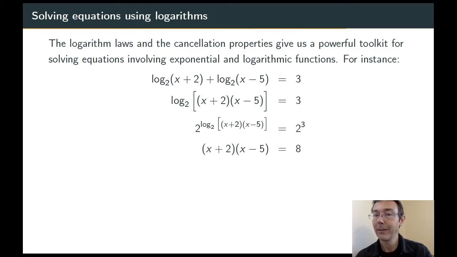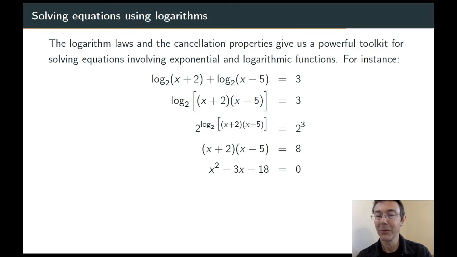Let's take 2 to the power on both sides. The left-hand side is going to be (x plus 2) times (x minus 5), and of course 2 to the third on the right-hand side is just 8. Now I just need to solve this. It's just a regular polynomial equation. My approach is going to be to move everything to one side. So I'm going to FOIL out the left and subtract 8 from both sides.